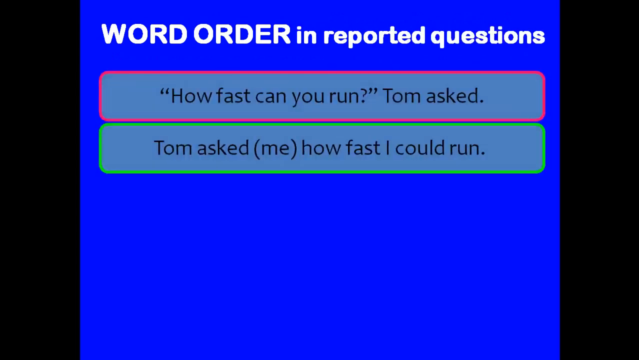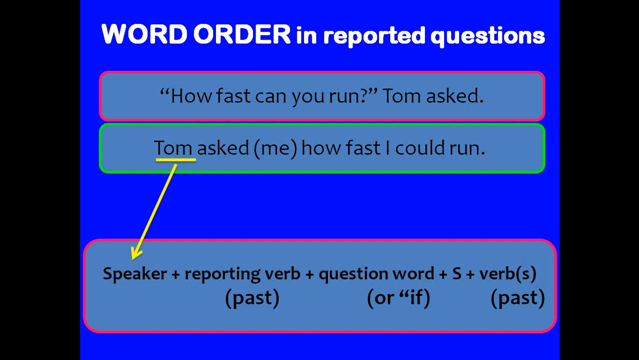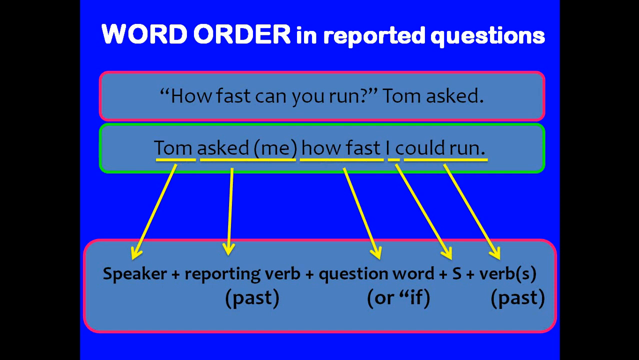Alright, so in reported question, the word order becomes like that. Let's see this example. How fast can you run? Tom asked. So I can say Tom asked me how fast. I didn't say could I run, but I say I could run. How fast I could run. So don't forget to change a question from the form of a question into the form of a statement when you change it into reported speech. So Tom asked me how fast I could run. So you place the auxiliary or the helping verb after the subject, not before it.